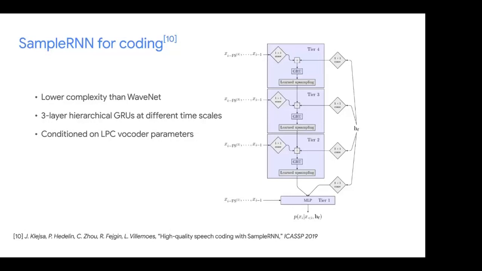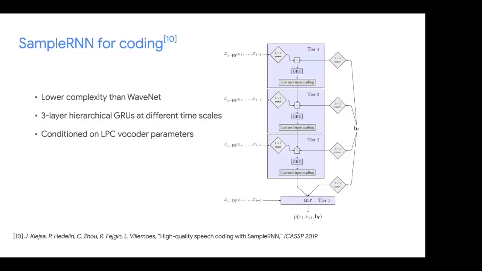The interesting thing here, compared to what we used, is that they used traditional LPC vocoder parameters, and not Codec 2. But they showed that it was similar. You can use any kind of parameters to drive a generative net. So I think this is pretty neat work.